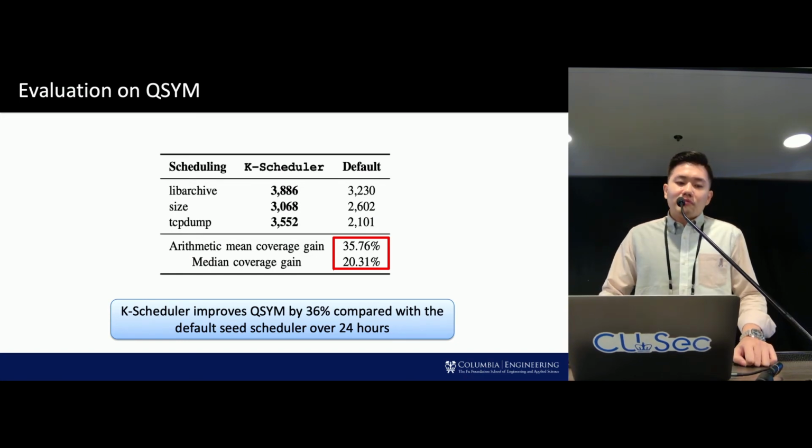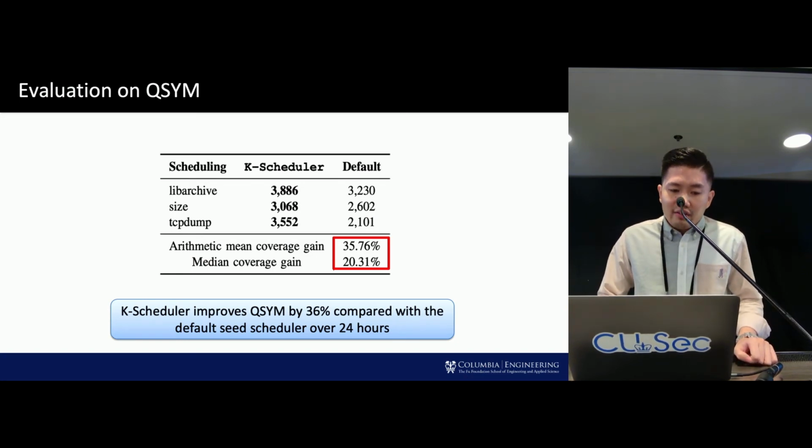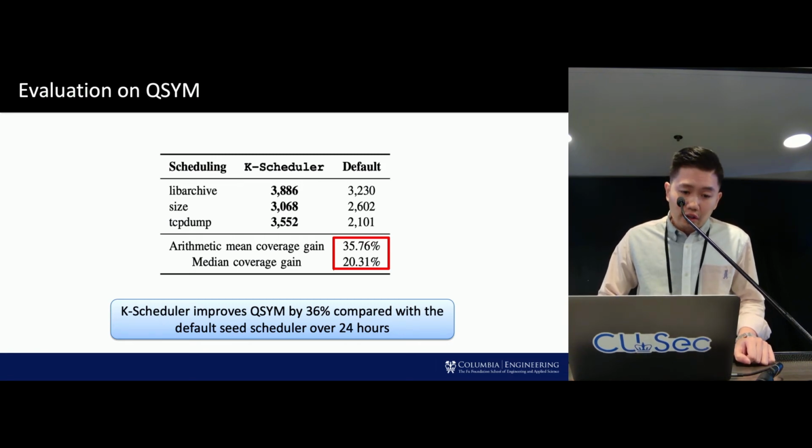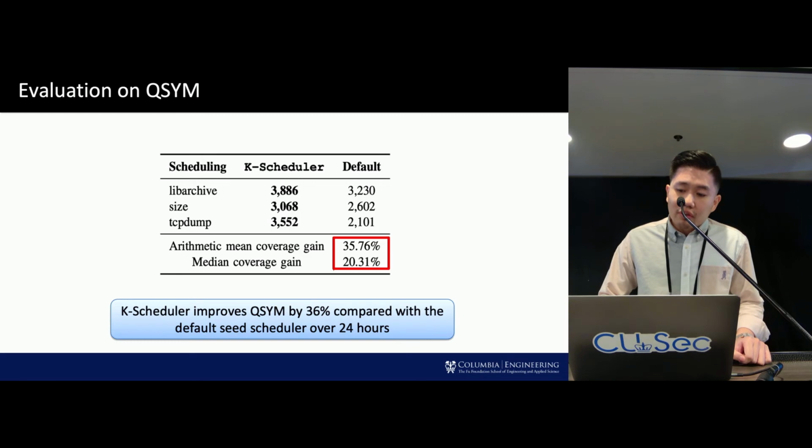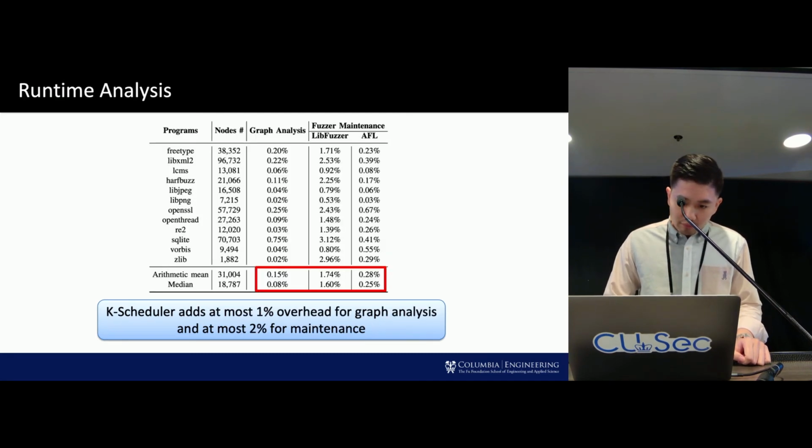Interestingly, we also find the case scheduler can even be used to prioritize paths for the concurrent execution engine. Hence, we integrate it into QSYM, and we run QSYM with the case scheduler on 3 programs. The results show the case scheduler can improve QSYM by 36% edge coverage compared with the default scheduler over a 24-hour run.